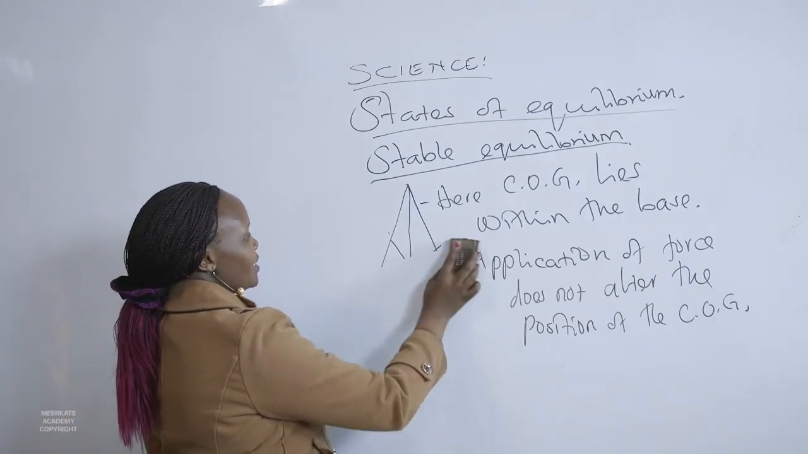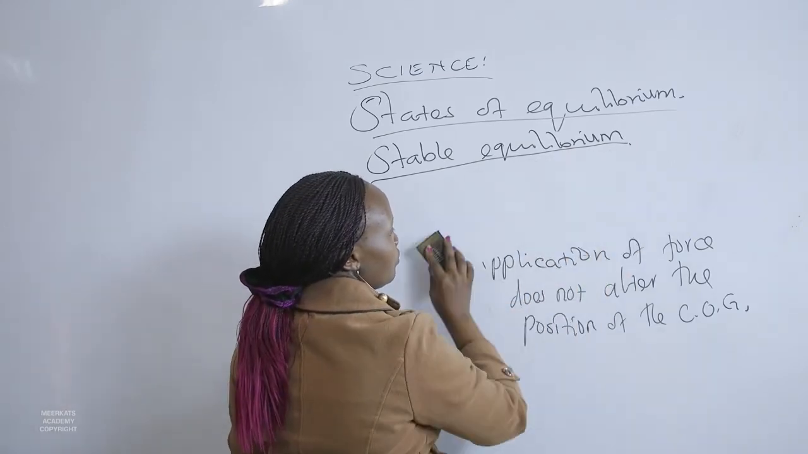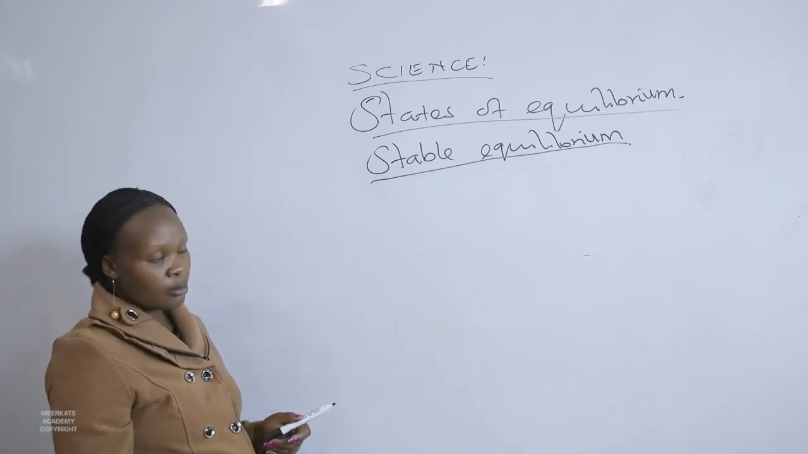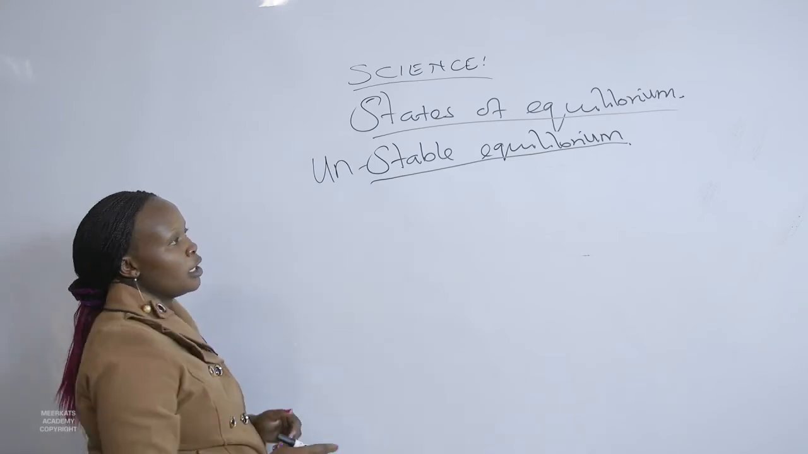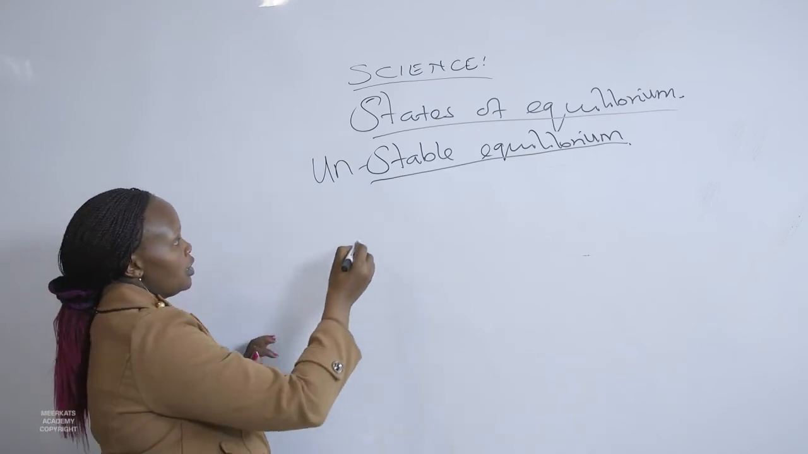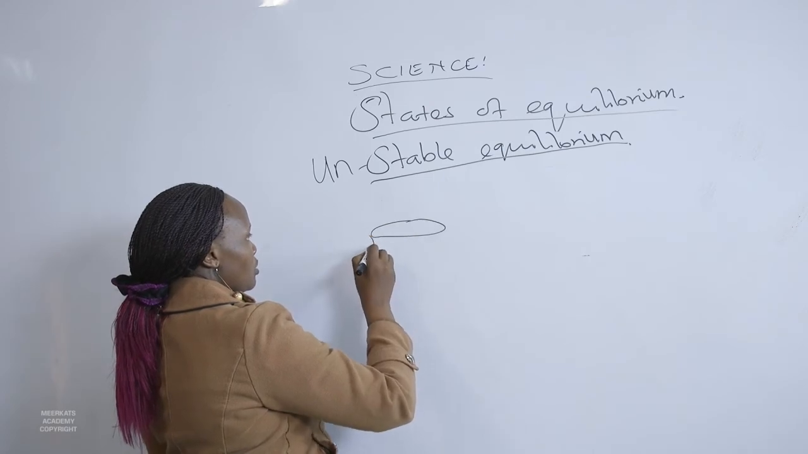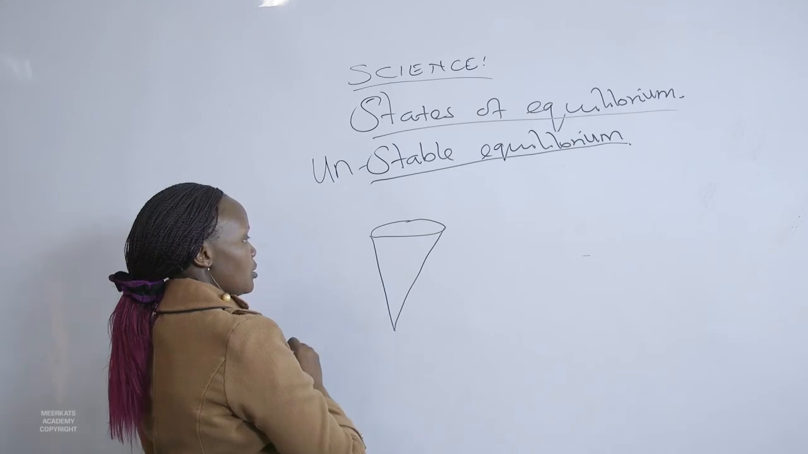How about unstable? Unstable equilibrium. Unstable equilibrium is where our cone rests with the smallest base.